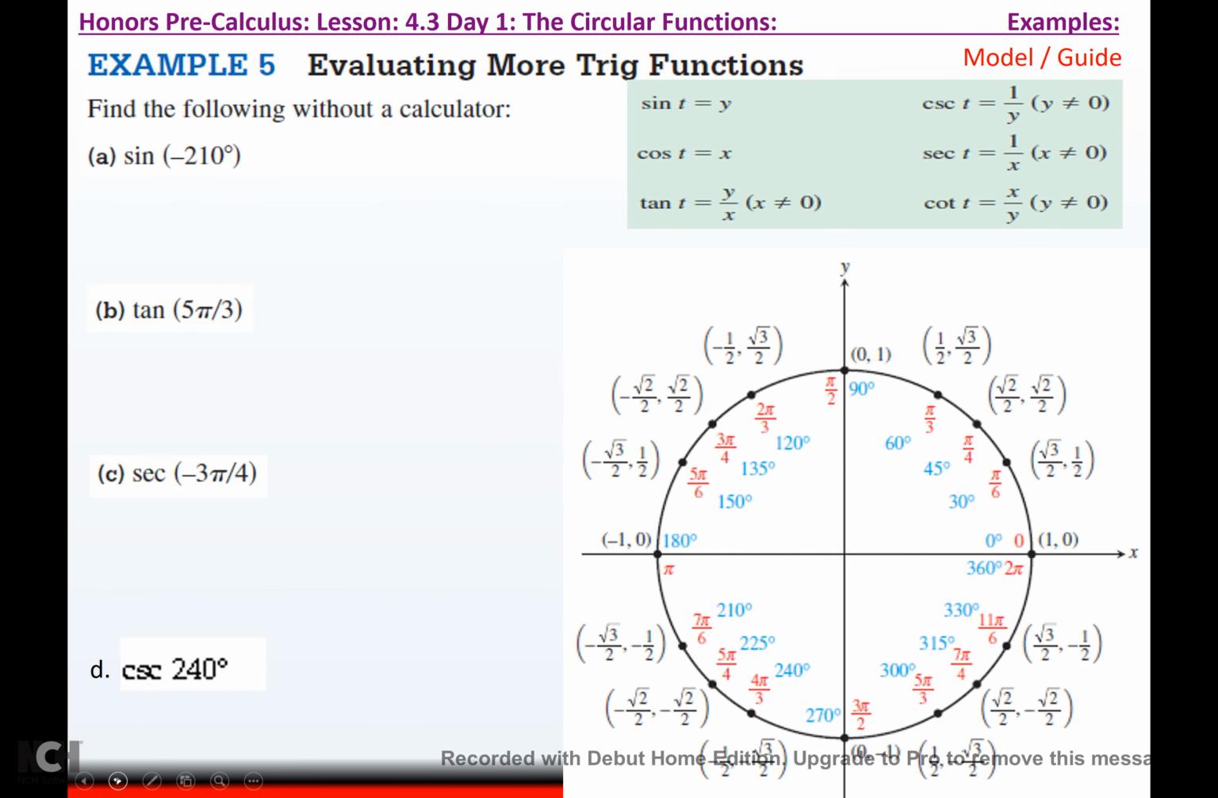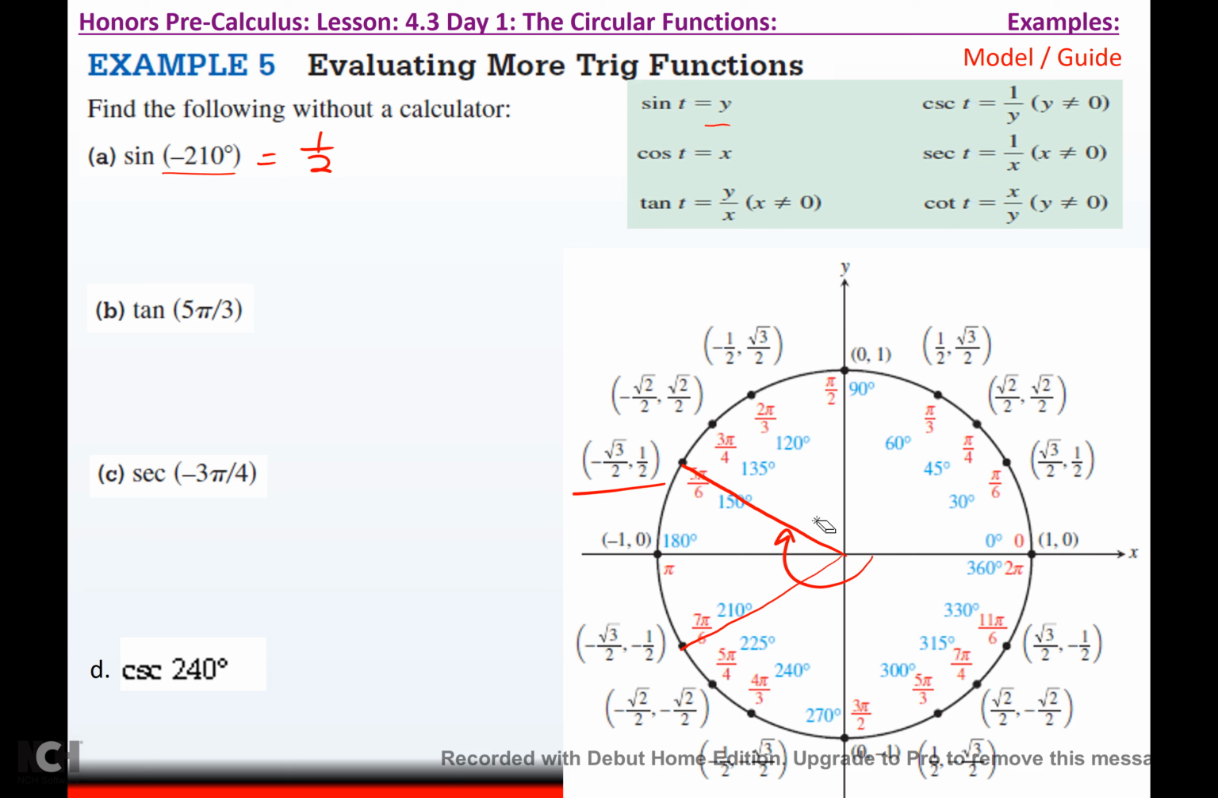Okay, find the following without a calculator. It says sine of negative 210 degrees. Again, I don't count so well backwards, so if I go to positive 210 degrees and reflect up, that puts me right here. So there's a negative 210 degrees, so I'm at this angle, 150, that has this x and y, and they want sine, which is y, so my answer is 1/2.